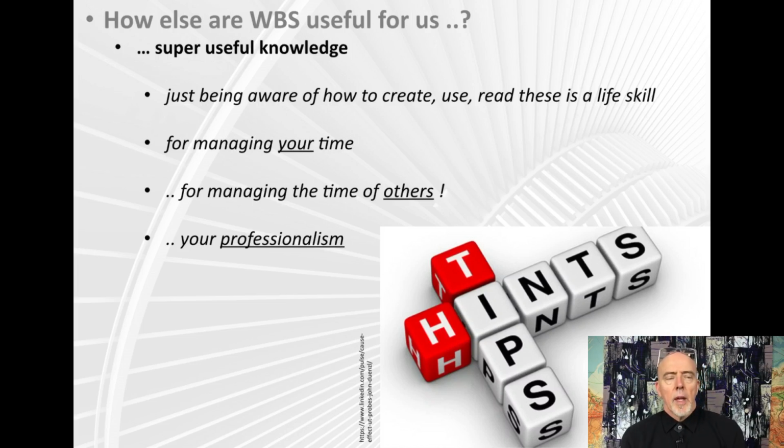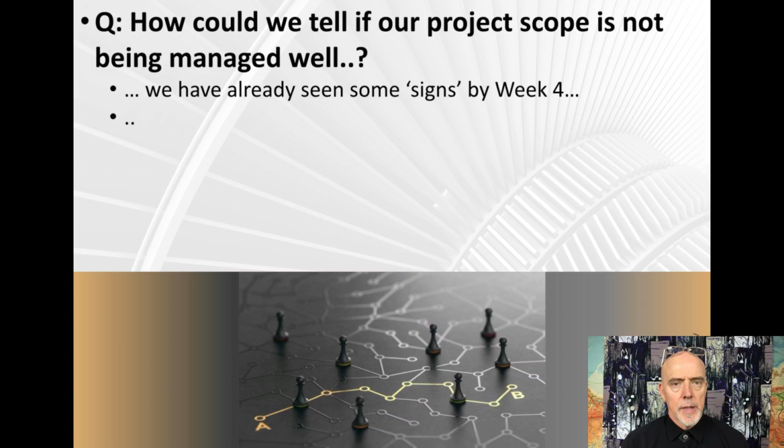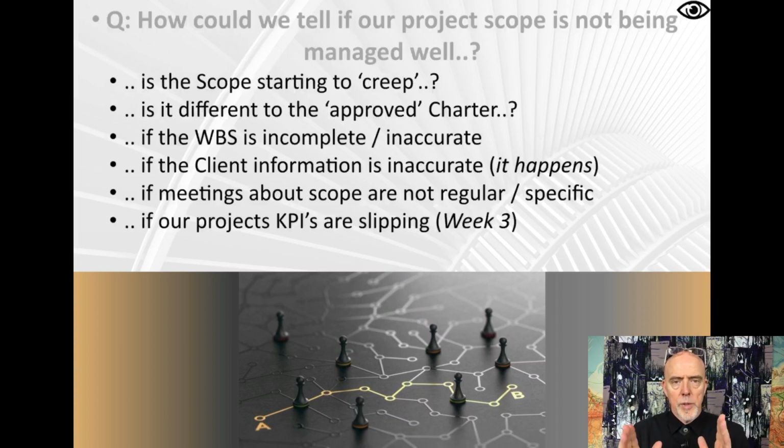All right. How do we know if we've done one and we've started in, but it's not working well? Can this WBS help us? Yeah. So we've already seen some of the signs that we can use by this stage. So if we just reference some of the other sections we've been speaking about up until now in this course, is the scope starting to creep? I.e., are we starting to do things that are not tracked? Is it different to what we said we were going to do in the charter right back at the beginning? Is the WBS incomplete? Have we forgotten some sections? If so, go back and update it.